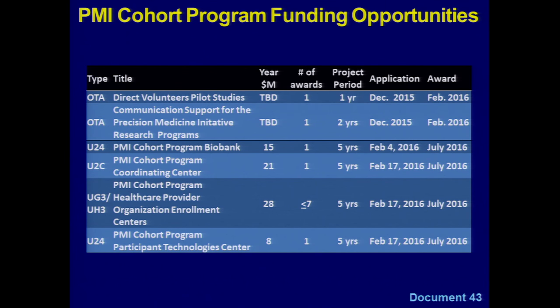The last four funding opportunities will be traditional cooperative agreements designed to build the infrastructure for the PMI cohort program, including a biobank, coordinating center, network for healthcare provider organizations, and participant mobile technologies. Applications for these are due this month, with awards expected this summer.